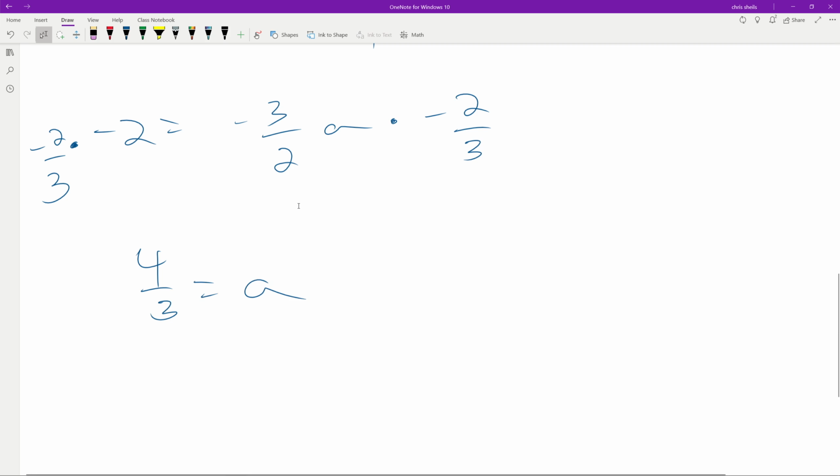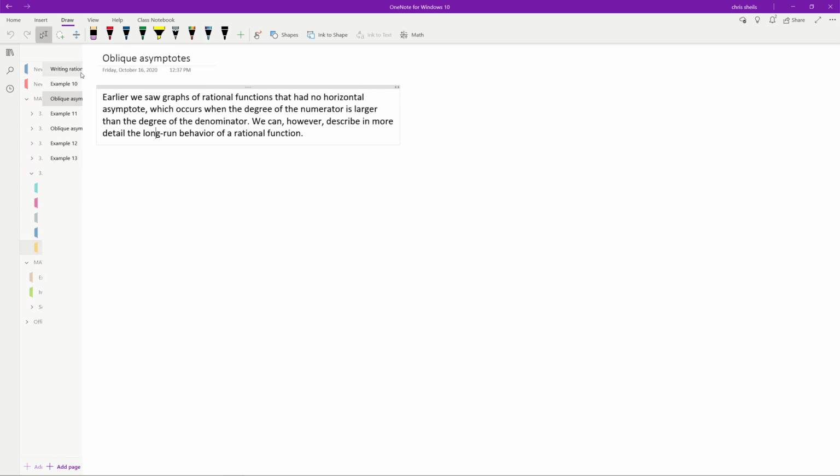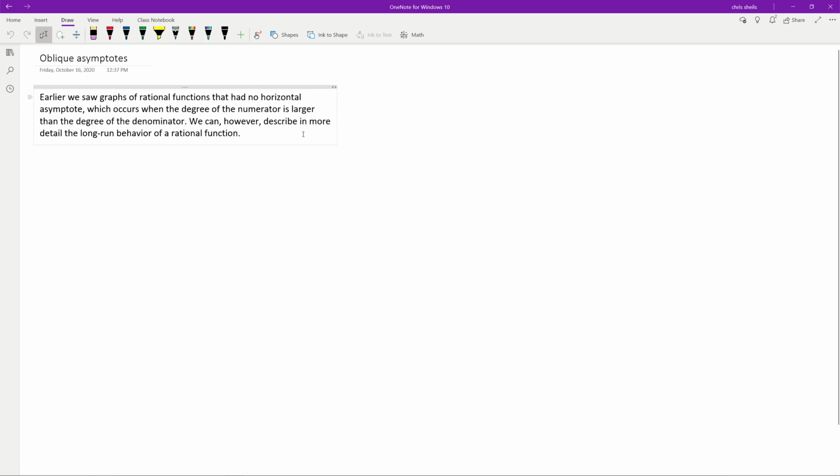Let's look at a new concept altogether. Previously we saw examples of rational functions that didn't have horizontal asymptotes, because not everything has a horizontal asymptote. But we do have something that lets us describe the long-run behavior of a rational function that doesn't have horizontal asymptotes. This is an idea called oblique asymptotes. We'll get a definition in a second.